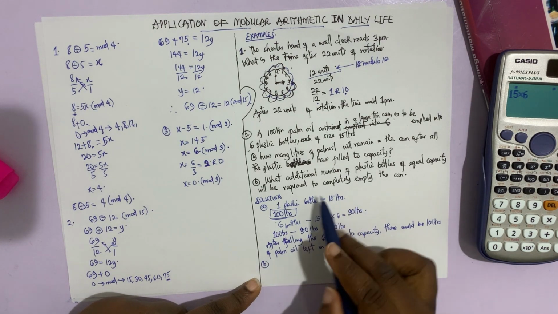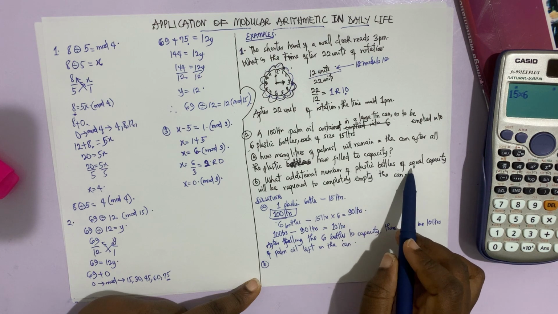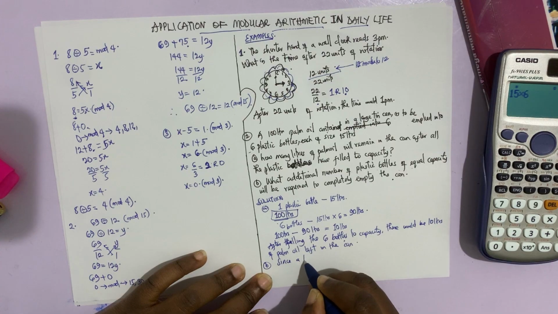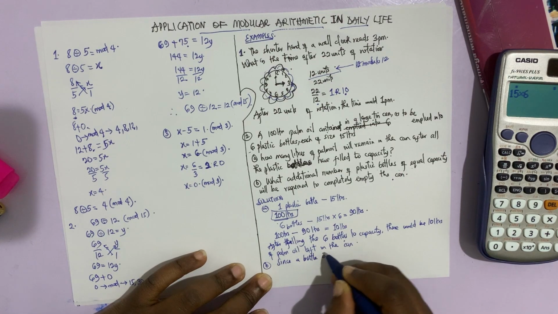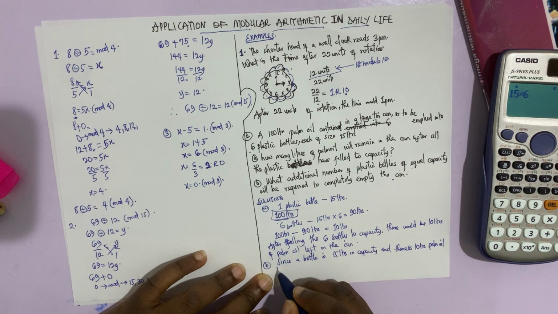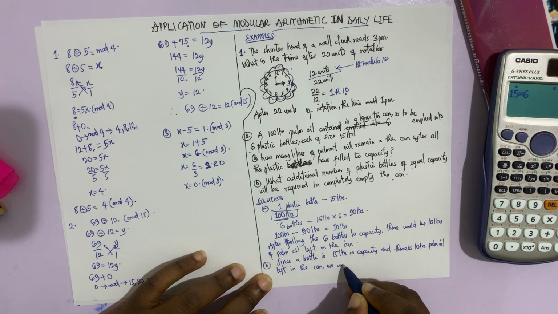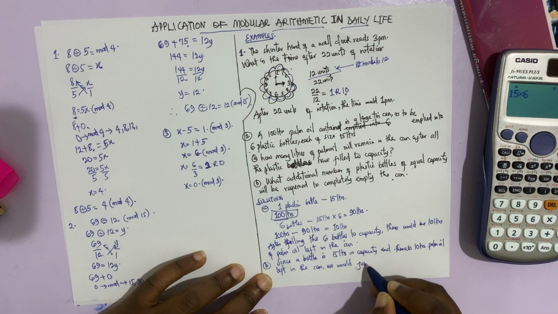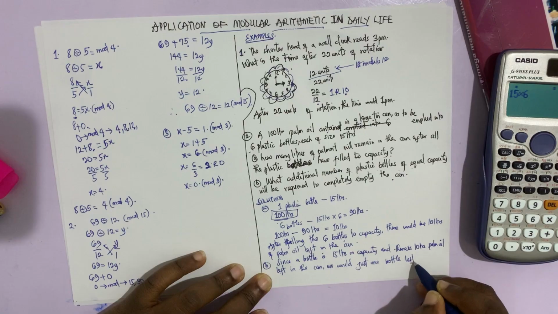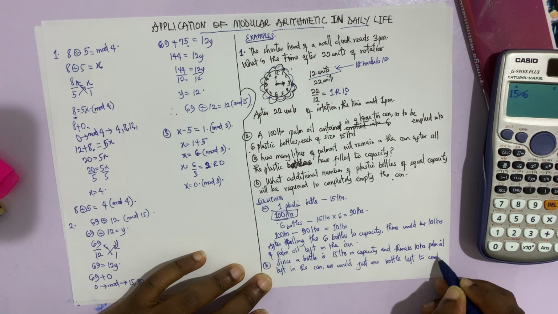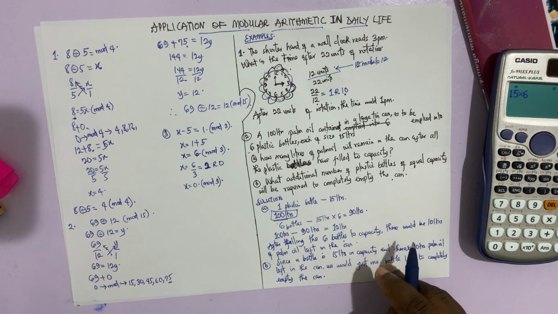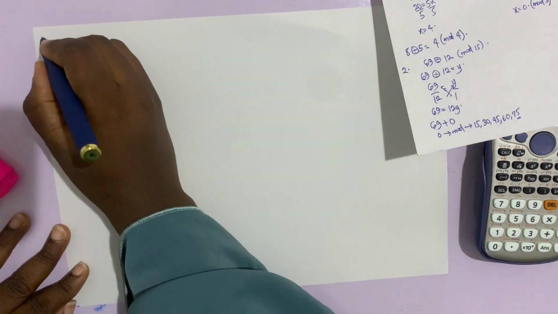Then question B, what additional number of plastic bottles of equal capacity will be required to completely empty the can? Since a bottle is 15 liters in capacity, and there's 10 liters of palm oil left in the can, we would need just 1 bottle left to completely empty the can.